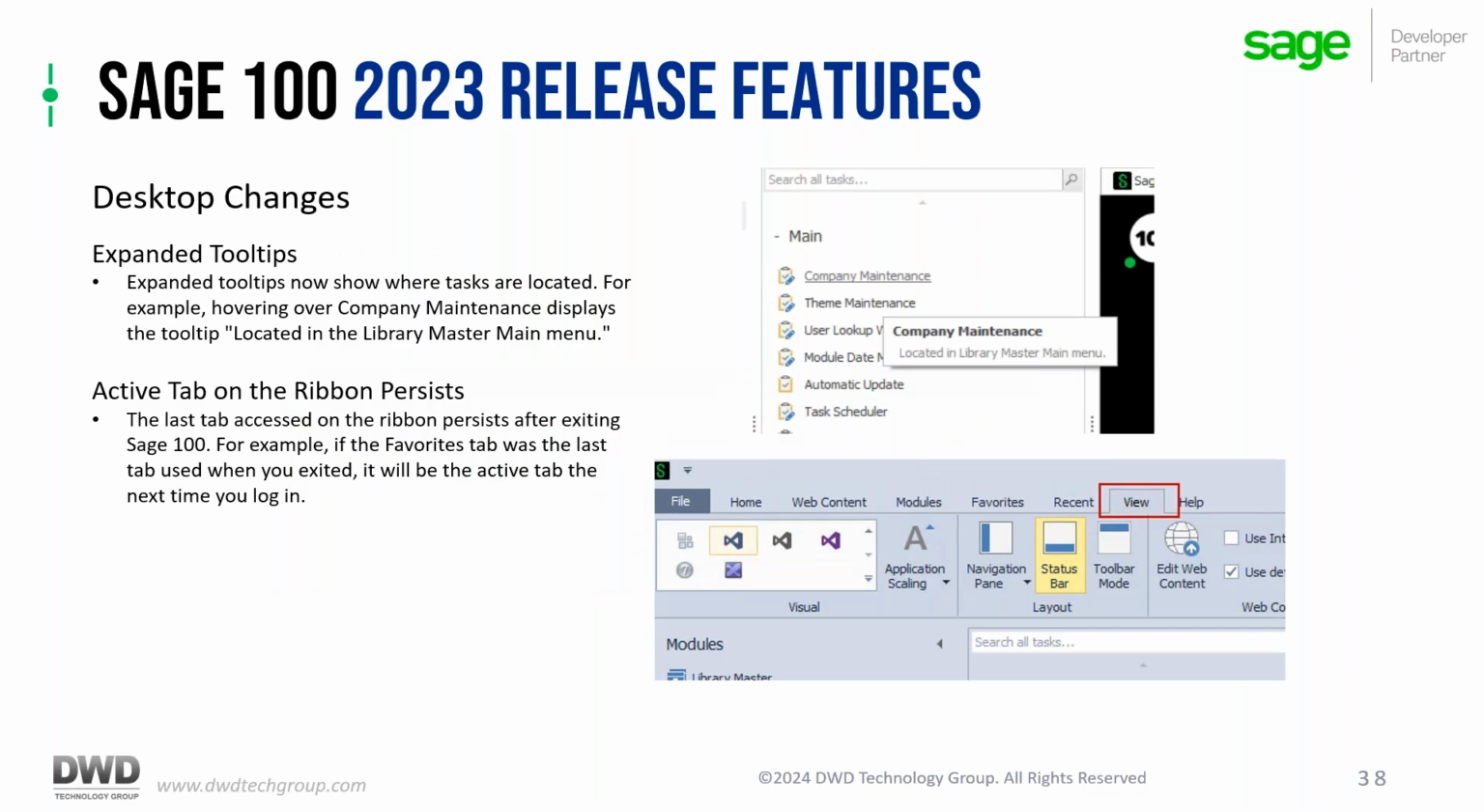Expanded tooltips. When you click on something, it gives you a little more information now about what it is, or if you hover over it, what is it, right? The last tab accessed in the ribbon persists after exiting Sage 100. So again, what tab were you on? I call these user ease of use features they've added, right? Just trying to make the user's life a little more simple.